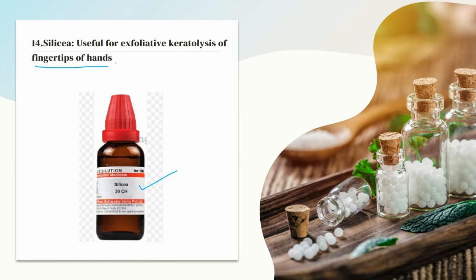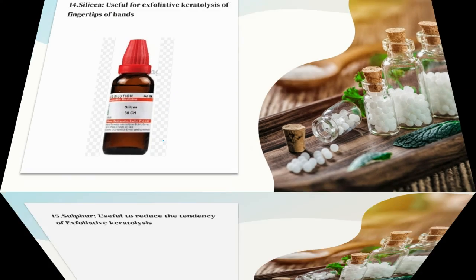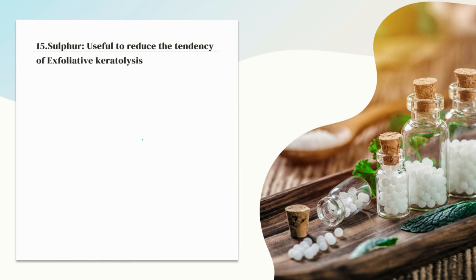Now, our last homeopathic medicine for exfoliative keratolysis is Sulphur. Sulphur is a very wonderful homeopathic medicine for all complaints of skin, and especially for the dry, scaly, unhealthy skin of the palm and the sole region. A patient complains of exfoliative keratolysis after exposure to cold air, water, and detergents. Patient may complain of burning soles with profuse perspiration.